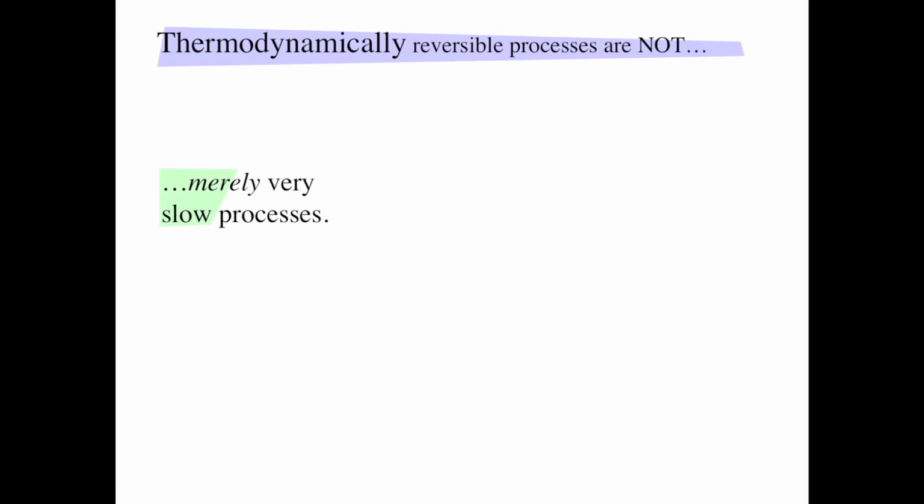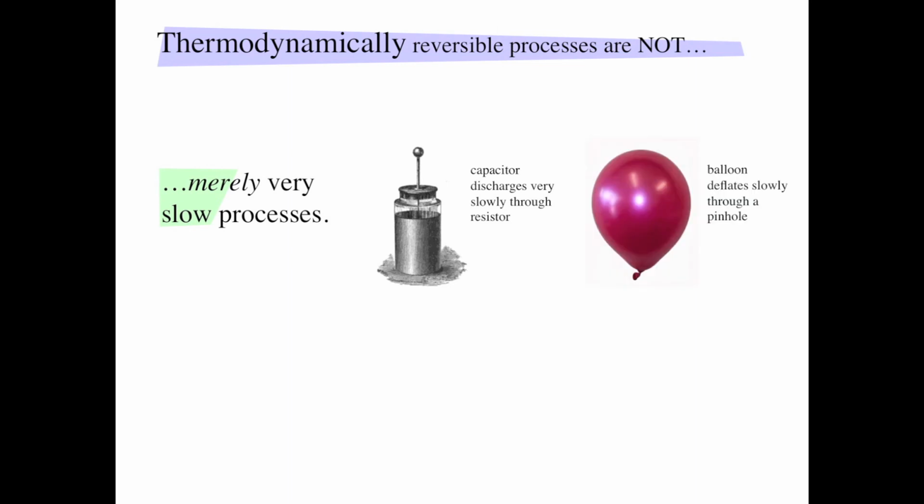A common misconception about thermodynamically reversible processes is that they are merely very slow processes. That is not so. They are processes that are everywhere in thermodynamic equilibrium or minutely removed from it, and as a result, they are very slow. A process can proceed very slowly without being thermodynamically reversible. Sommerfeld's famous example is of a capacitor discharging very slowly through an arbitrarily high resistor. An even simpler example is of a balloon deflating very slowly through a minute pinhole. Both processes proceed very slowly, neither are thermodynamically reversible.